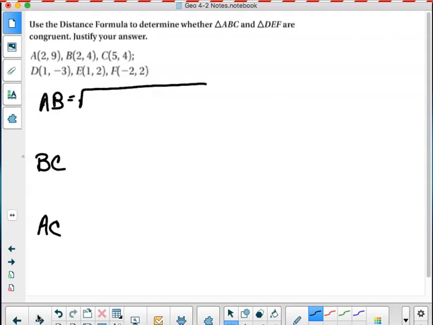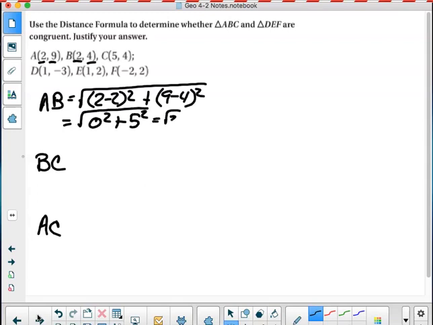I always have people go, I can't believe it. 2 minus 2, quantity squared, plus 9 minus 4, quantity squared. I got 0 squared plus 5 squared. Well, that's 25, square root of 25, which is just 5. Huh, okay, that wasn't so bad, right? Let's do the next one.